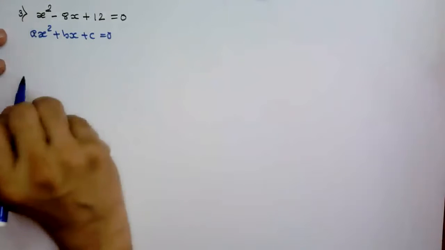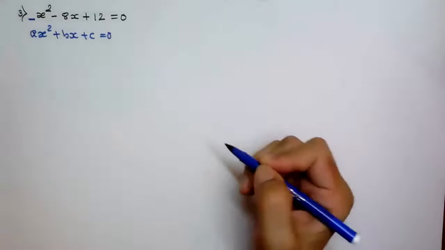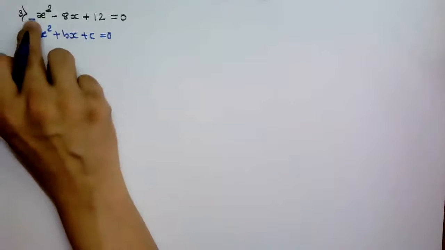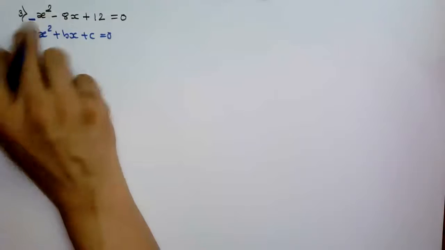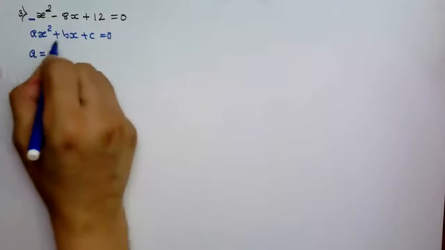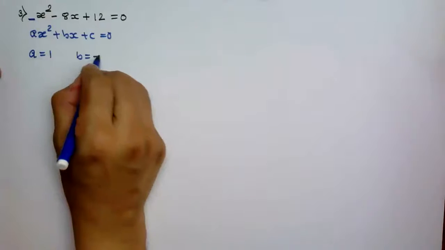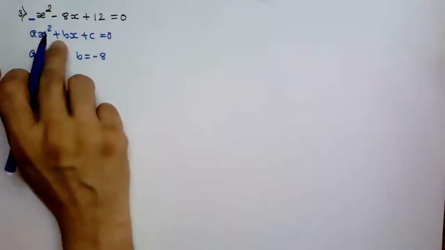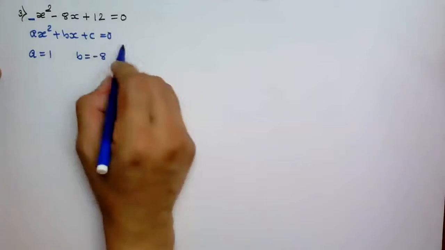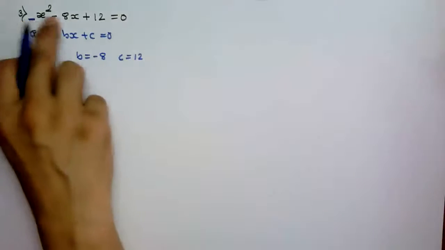By comparison, what is over here? What is the coefficient of x squared? You can mean that it is 1x squared. So the coefficient of x squared is 1. So the value of A is 1. The value of B is -8. Mind it, it is not 8, it is -8. And the constant term is 12. You have to pick these numbers with their appropriate sign.